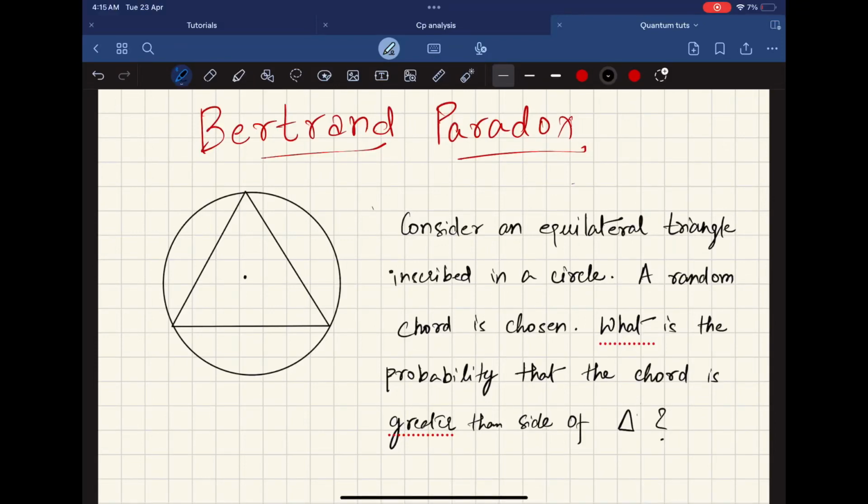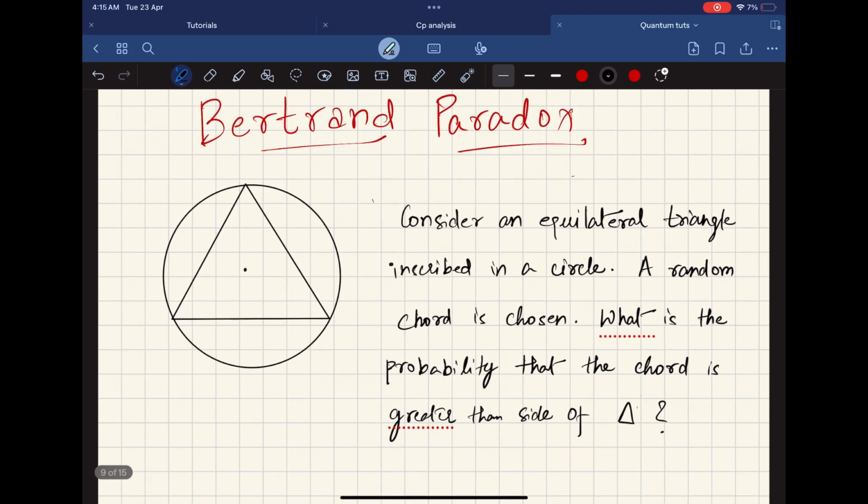So today we are going to discuss a very interesting probability problem known as Bertrand Paradox. Bertrand was a French mathematician who wrote a book on probability known as Probability Theory. This is one of the problems from that book only.